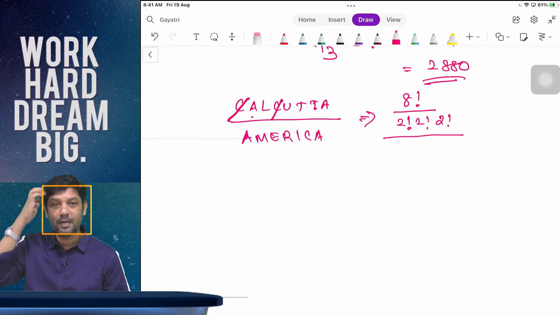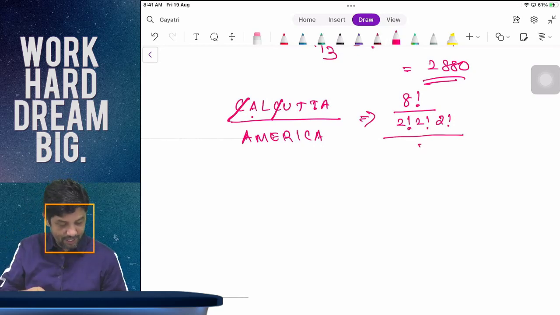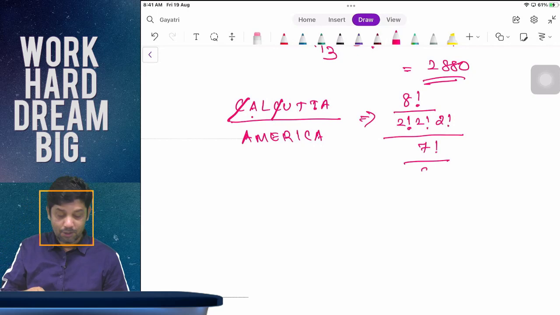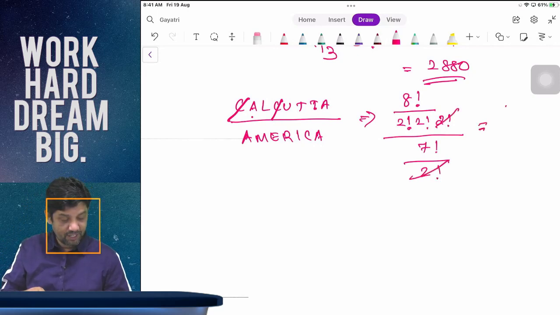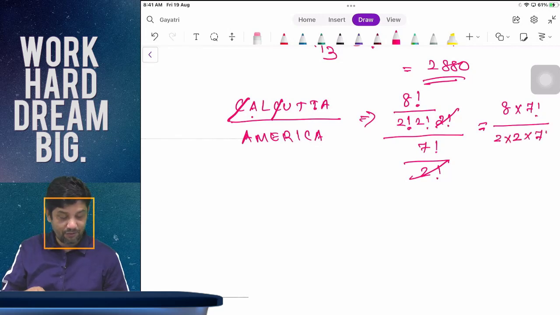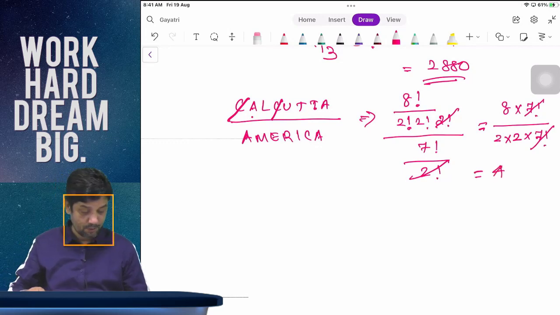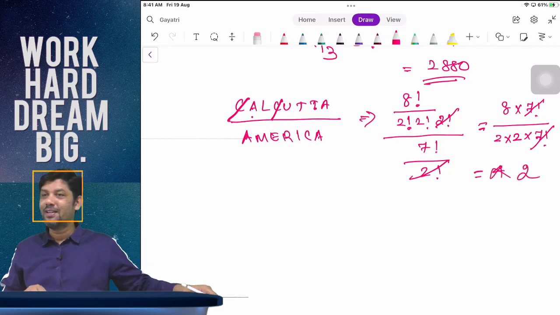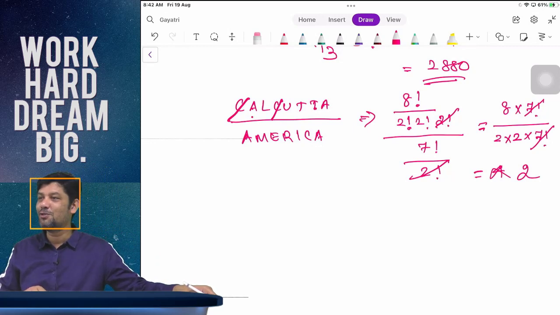Very good. Divided by 7 factorial by 2 factorial. Cut. Am I right, my dear? So 8 factorial can be written as 8 into 7 factorial divided by 2 factorial, 2 factorial is 2 only, 7 factorial is 7 factorial only. Cut. So our answer is 4 by 2. So can we say the ratio is 2:1? Say yes or no.